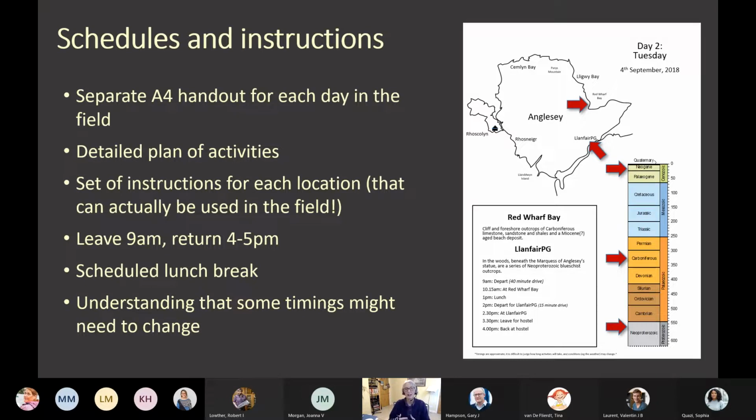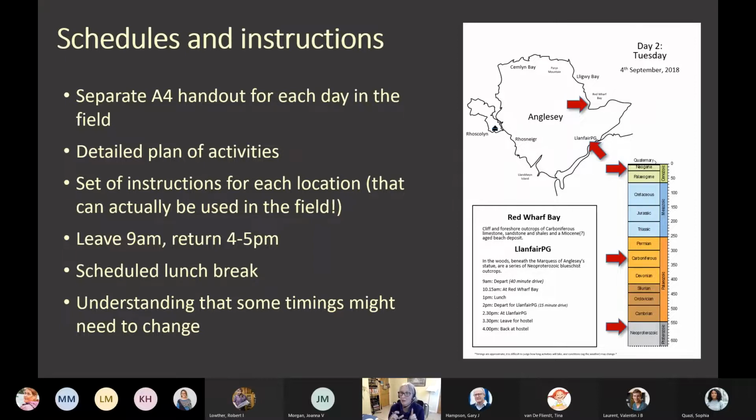And on the front page of each of these handouts, there was a summary of where we're going geographically, so a map of Anglesey showing the locations, and what those locations corresponded to in terms of geological time. So they've got a sense of how their spatial and their temporal data was building up. That was also accompanied by a detailed schedule showing departure, when we're going to arrive at different locations, and also importantly, what time we're stopping for lunch.